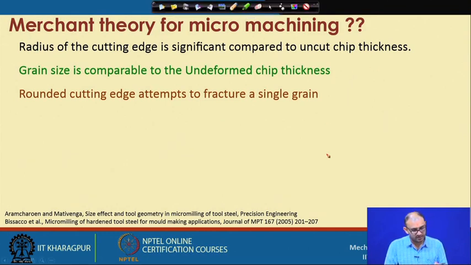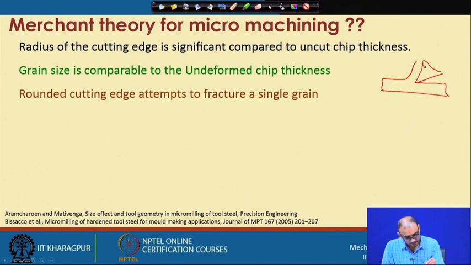So, radius of the cutting edge significant compared to uncut chip thickness. Now, if you see conventional machining, we consider something like this, and this is our chip, so this is the chip which is coming out, this is the tool, this is the workpiece, this is the shear deformation zone. This is the diagram. Now, here if you see this particular cutting edge, we have seen that there is always a radius at this location. So, let us call it R, and this let us call HC, right.